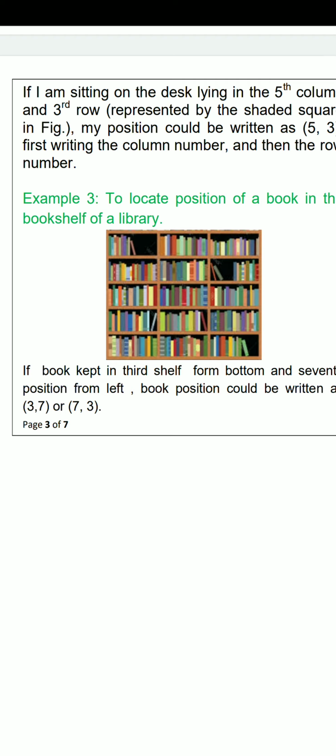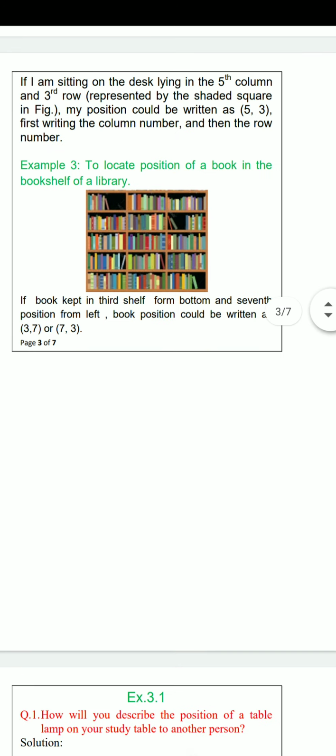How can we explain? This book is kept in the shelf number, suppose it is kept in the 3rd shelf and 7th book. So the position of the book is 3 comma 7. Or if we write the book number first and shelf number second, then 7 comma 3. So this is the way to locate the position of a book in the shelf.